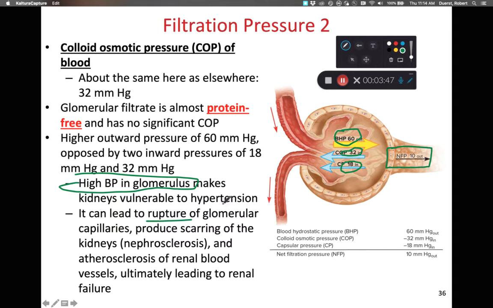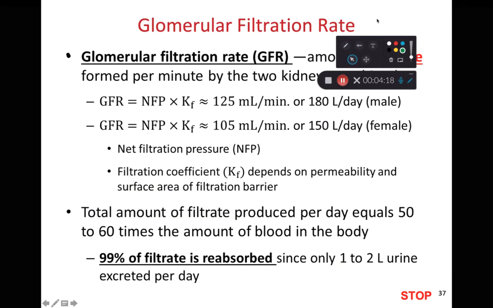And as they rupture, they'll eventually heal and have lots of scar tissue form. And glomerular capillaries filled with scar tissue are no longer highly functional. They become much more rigid. And we have nephrosclerosis take place, where we have a thickening and a reduction of flexibility of those renal blood vessels. And this nephrosclerosis ultimately leads to kidney failure or renal failure.